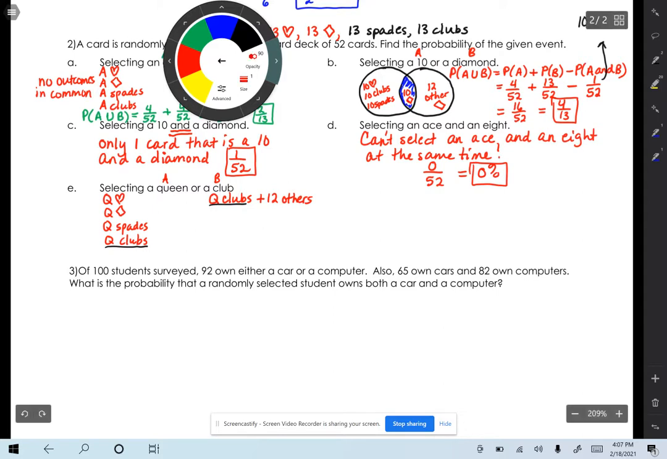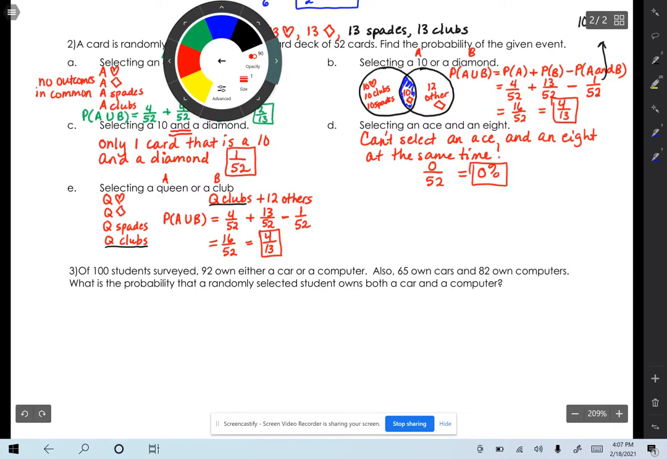So we'll go ahead and set it up. So probability of A or B equals probability of A, 4 out of 52 queens, plus B, 13 out of 52 clubs, minus the queen of clubs. So that's 16 over 52, which is 4/13.